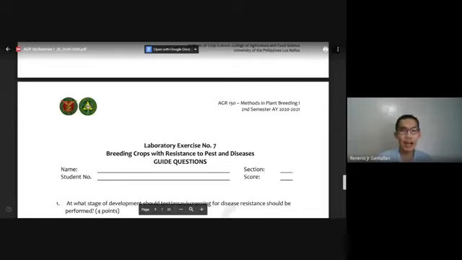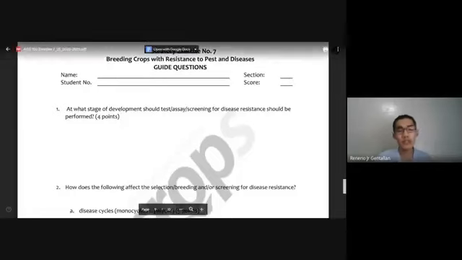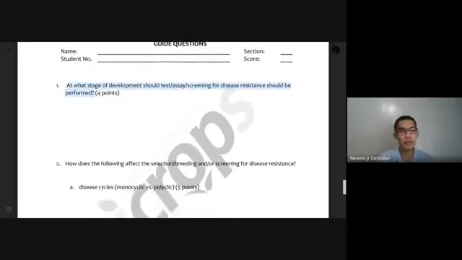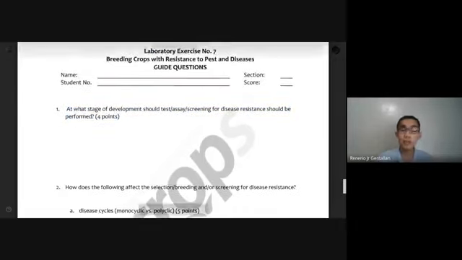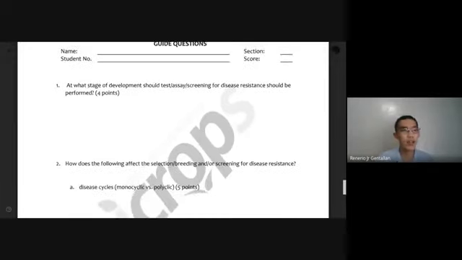So going back, you also need to answer the guide questions. At what stage of development should testing or assay screening for disease resistance be performed? I want you to also take a look in the literature. What stage, basically? There's no definite answer, to be honest, for this type of question. You may be surprised at what you find out when you search related to this question.